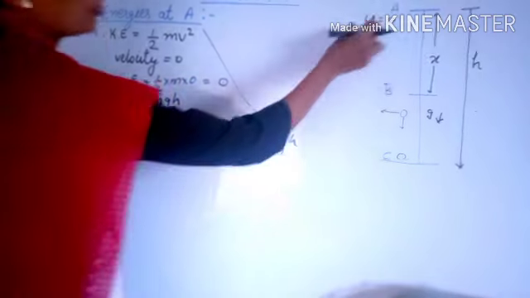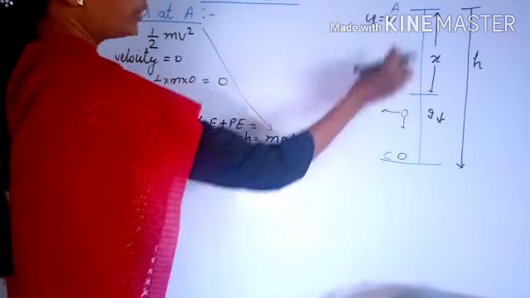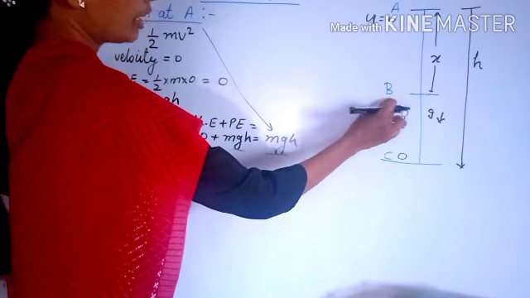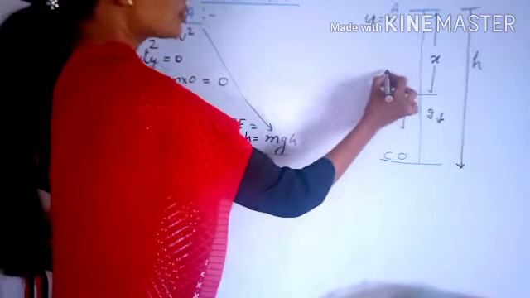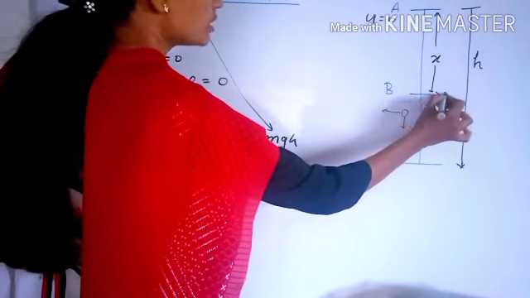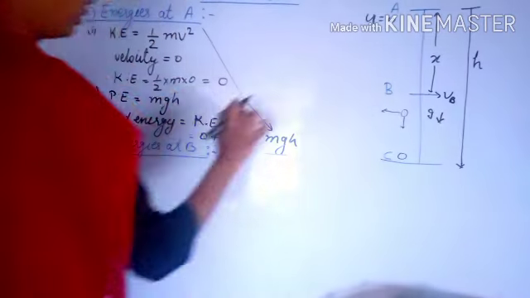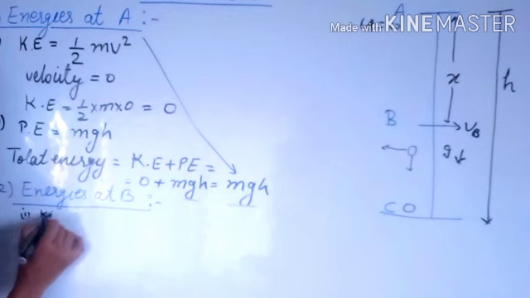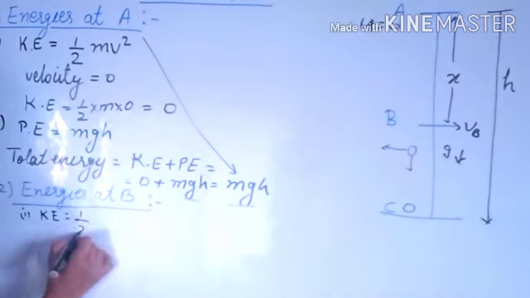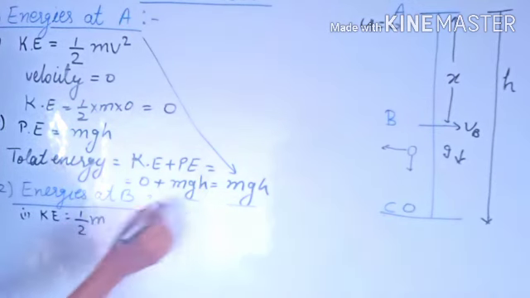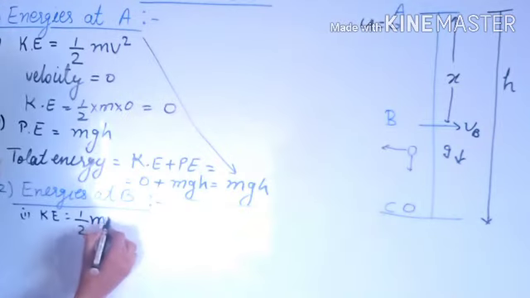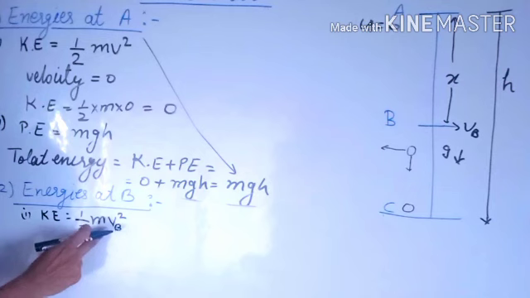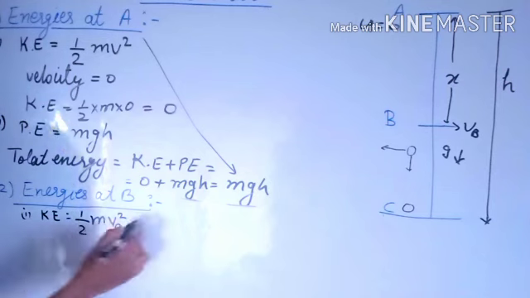Here when the object falls from point A, it reaches point B. At this position, suppose the velocity is vb. So first we will find out the kinetic energy. Kinetic energy is half mv square. Now velocity is vb, so we will write vb square. Now we will find out the expression for vb.